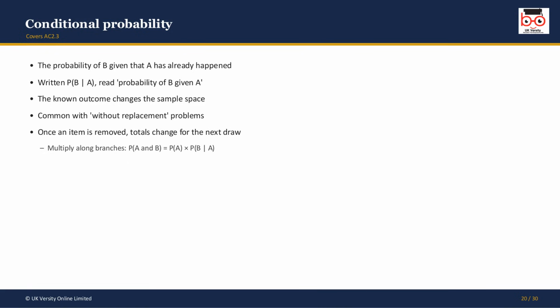Conditional probability is the probability of one event given that another has already taken place. We write it as the probability of B given A. The key idea is that knowing A has happened changes the sample space, the set of possibilities you're now working within. This comes up constantly in without replacement problems. Once you've removed an item, the totals shift for the next draw. And to combine events, you multiply along the branches. The probability of A and B is the probability of A times the probability of B given A.